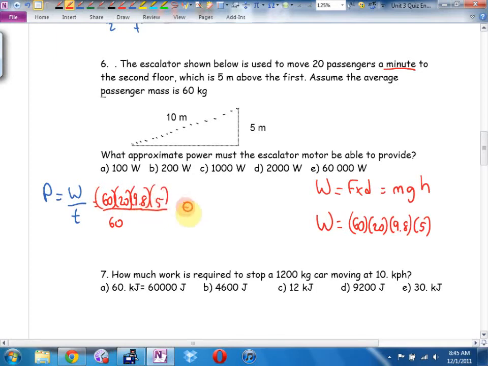In fact, I think it's going to be 60 times 20 times 9.8 times 5. Conveniently, I think I can do this, Mitchell, without a calculator, because those 60s will cancel. And I know that 25 times 20 times 5 is 100. This is 100 times 9.8. I'm pretty sure the answer is 980 watts. Ooh, no calculator, Mr. Dueck. See.